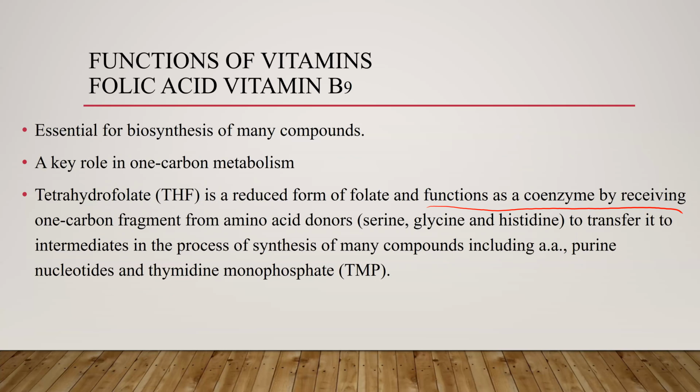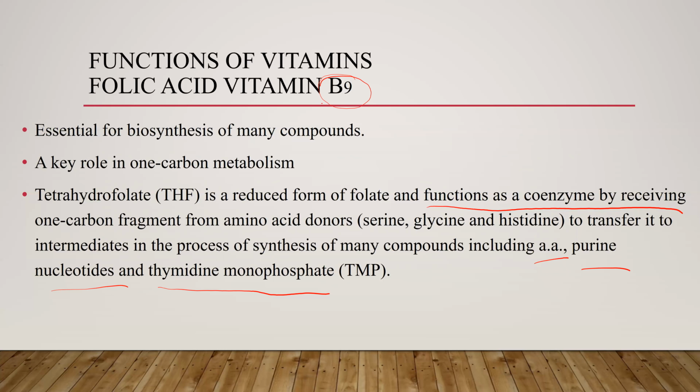Like serine, glycine, histidine. These donors will give one carbon fragment. This will be transferred to intermediates in the process of synthesis of many compounds, including amino acids, purine nucleotides, and thymidine monophosphate. So in the end, we will do synthesis of amino acids, purines, nucleotides, thymidines and thymidine monophosphate using B9, which is folic acid.